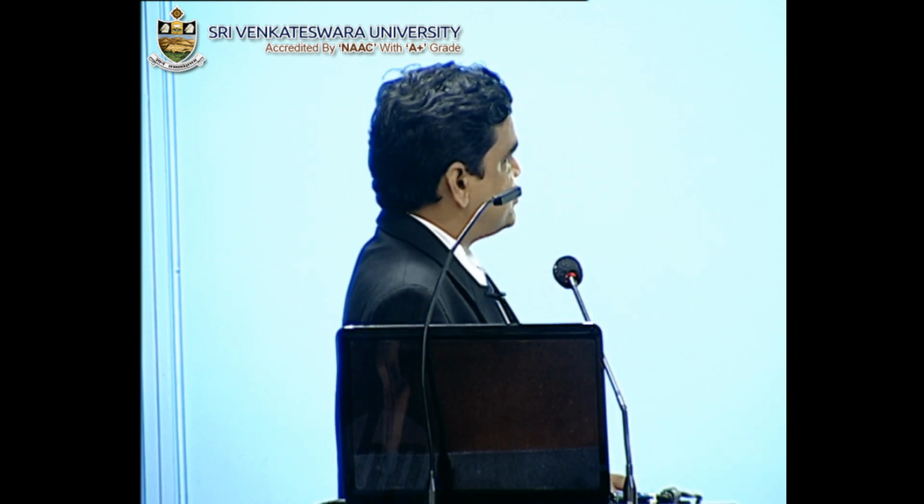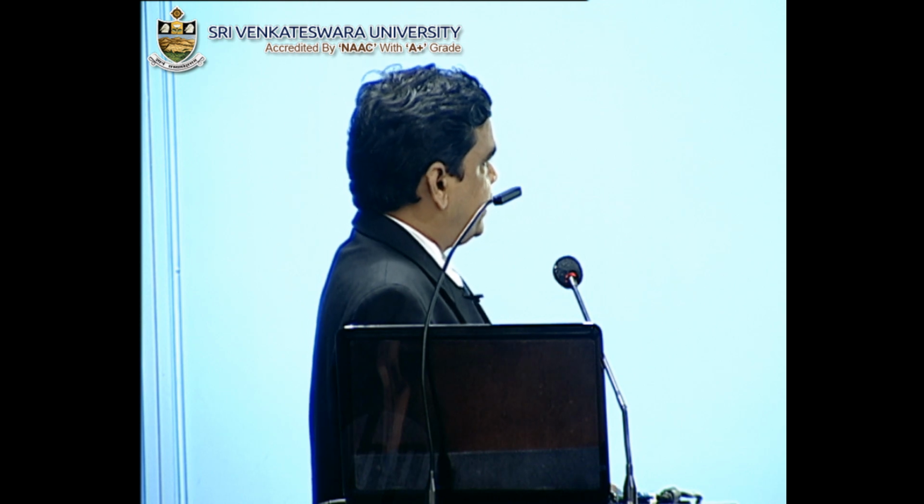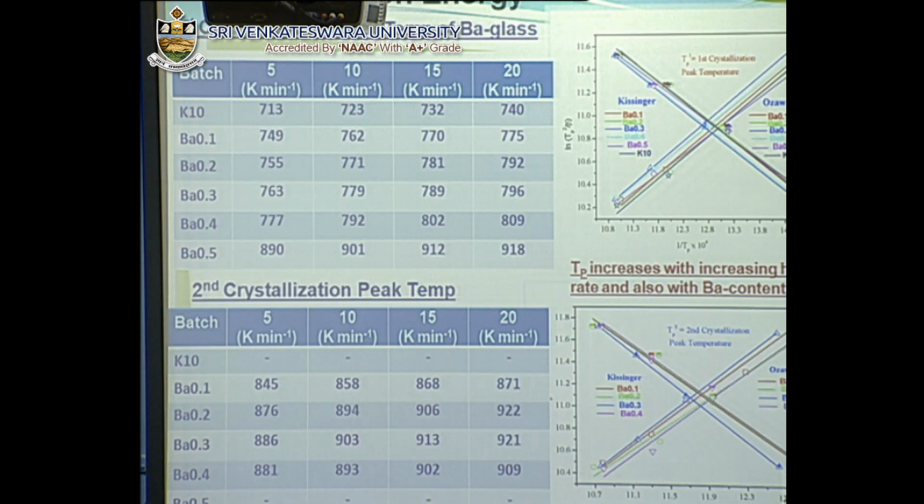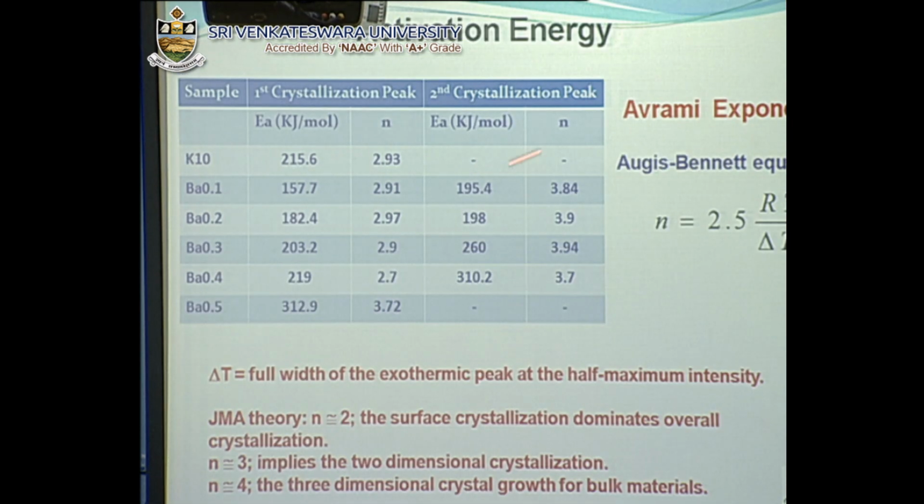Now we calculated the activation energy using two equations, one the Kissinger equation, the other the Ozawa equation. Tp is the crystallization peak temperature, beta is the heating rate, and E is the activation energy. So here the crystallization peak temperatures are mentioned in these two tables, for the first crystallization peak temperature and for the second one. You can see the crystallization peak temperature increases with increasing heating rate, and also with increasing barium content, in the two cases. The activation energies are calculated from the slope of the Kissinger and the Ozawa plots. Very good straight lines are obtained in both cases. The activation energies are mentioned here.